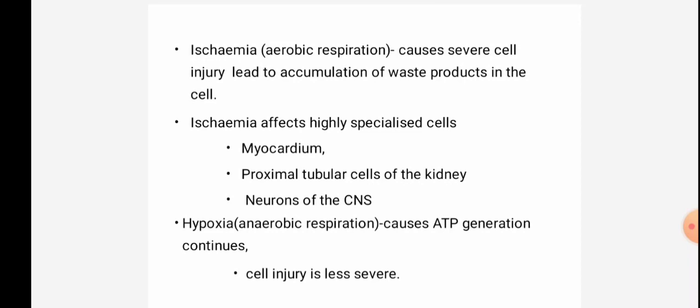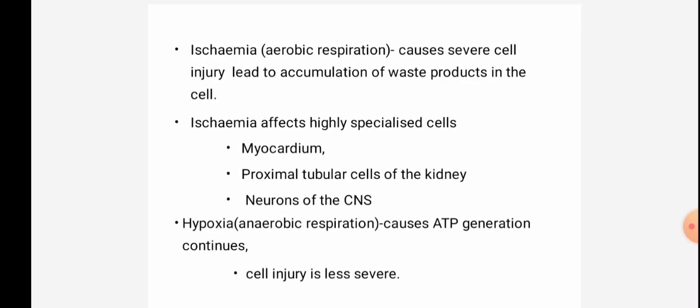Ischemia is caused as aerobic respiration causes severe cell injury, leading to accumulation of waste products in the cell. Ischemia affects highly specialized cells like mitochondria, proximal tubular cells of the kidney, and neurons of the CNS. Hypoxia, also known as anaerobic respiration, allows ATP generation to continue.